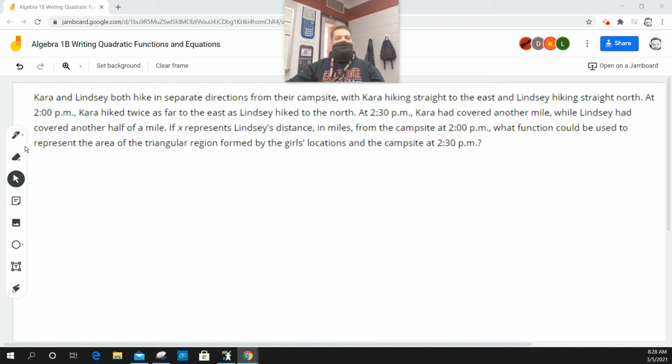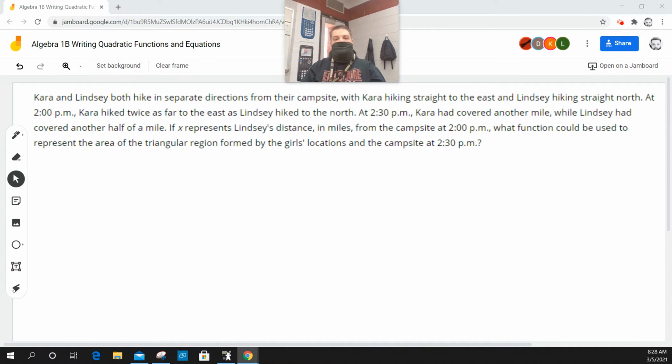All right, so for this problem, it says Kara and Lindsay both hike in separate directions from their campsite. With Kara hiking straight to the east and Lindsay hiking straight north at 2 p.m., Kara hiked twice as far to the east as Lindsay did to the north. At 2:30, Kara covered another mile, while Lindsay had covered another half mile.